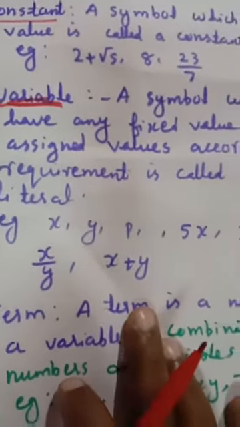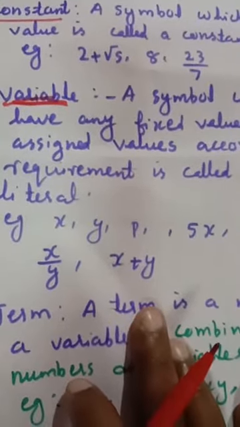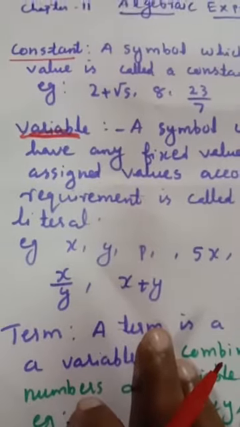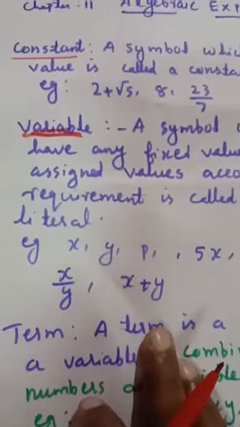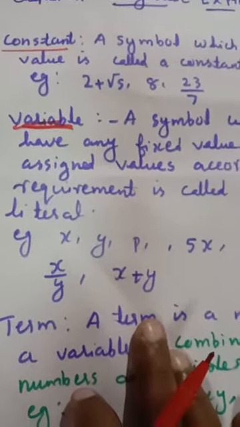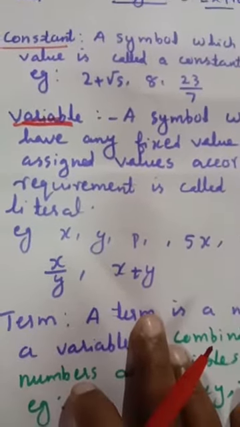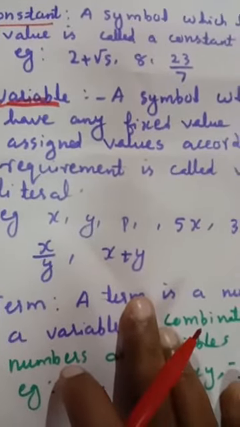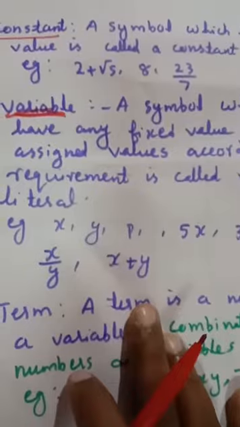Variable means it does not have a fixed value. Its value will vary according to the requirements. Examples: x, y, x by y, x into y, x plus y, x minus y, 5x, etc.